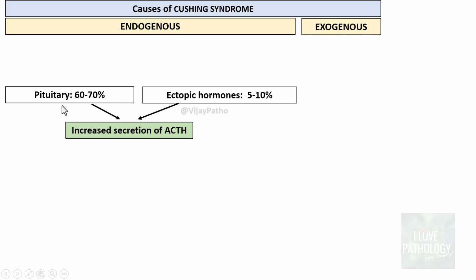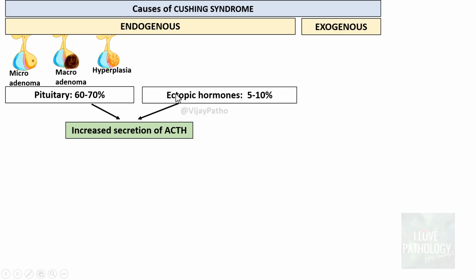So, what are these pituitary causes? The pituitary causes can be either due to hyperplasia of the pituitary gland, it could be due to microadenoma of the pituitary gland or macroadenomas of the pituitary gland. All these three things can result in increased secretion of adrenocorticotropic hormone, right?